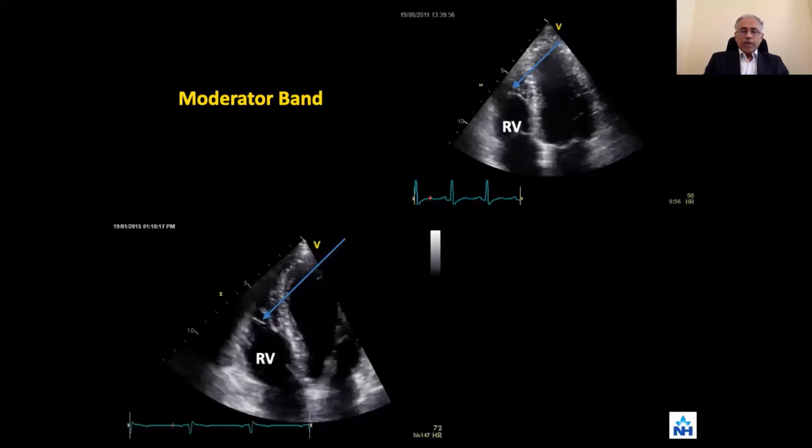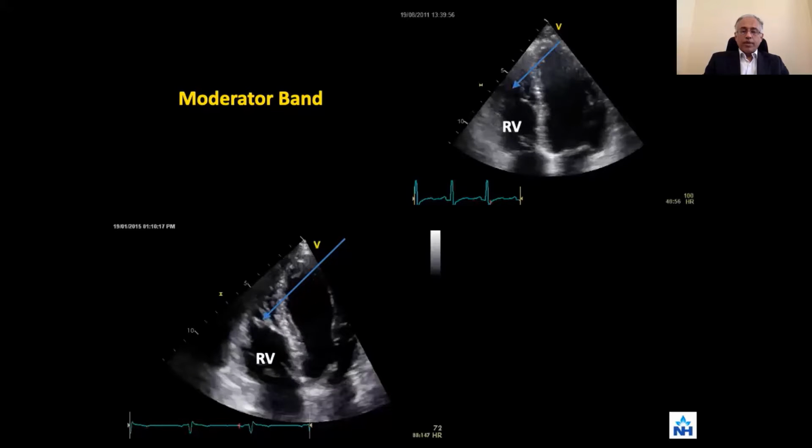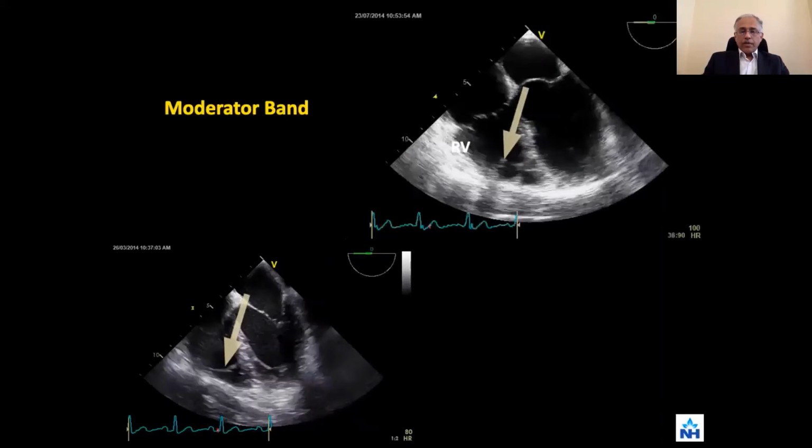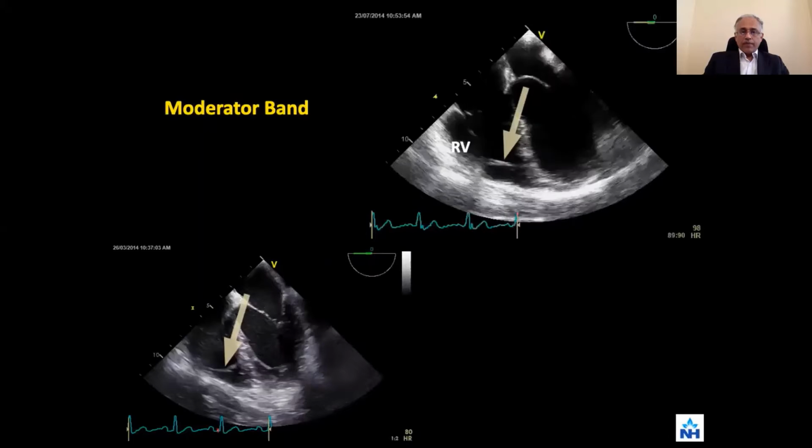Sometimes it can be very hypertrophied, it can look very thick, very prominent, again, not to be confused with any pathology. And on TEE, this is how it looks like. You have the moderator band, which is seen over there, going in an oblique fashion.